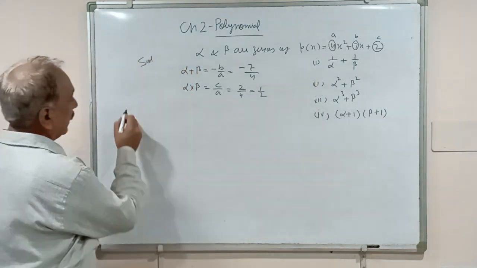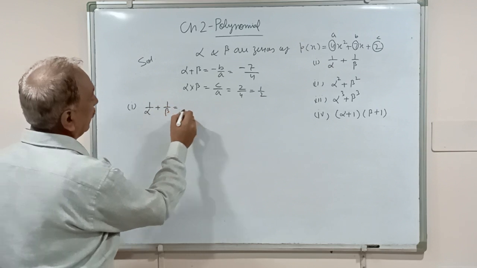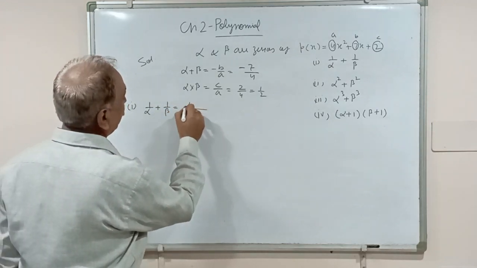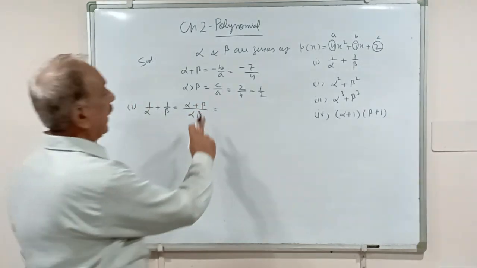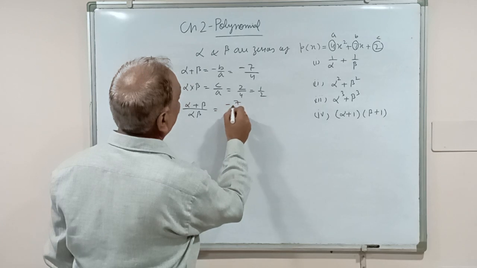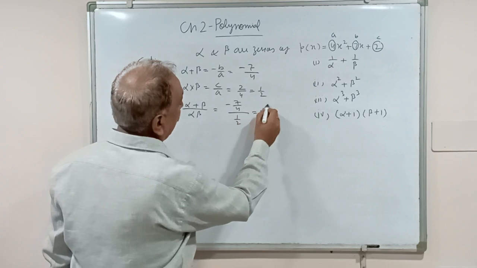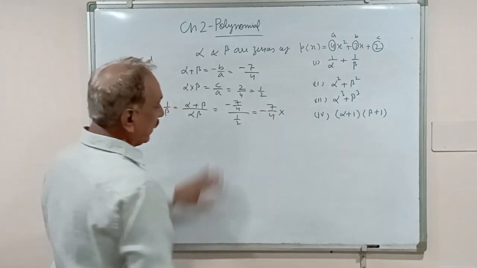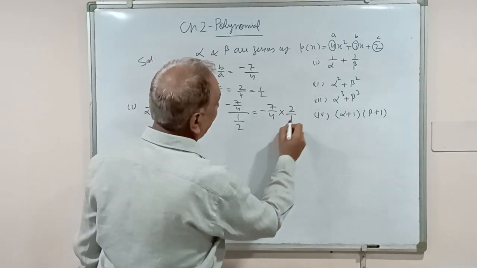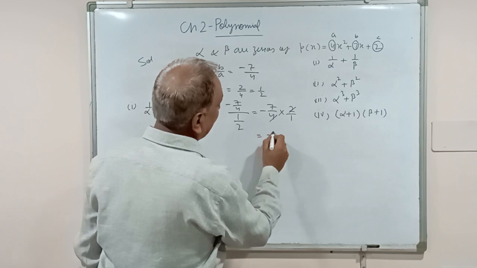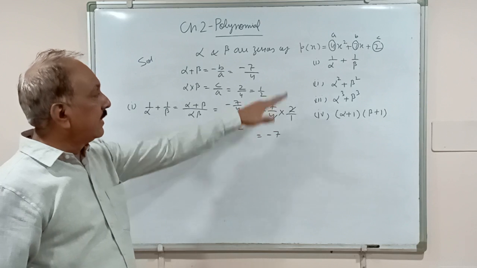First part: 1 upon alpha plus 1 upon beta. Take LCM alpha beta, this is alpha plus beta, or beta plus alpha, both are same. Alpha plus beta is minus 7 by 4, alpha beta is 1 by 2. Minus 7 upon 4 into the reciprocal of half, which is 2 upon 1, 2 cancels, this is minus 7. Answer is minus 7 upon 1, which is minus 7.